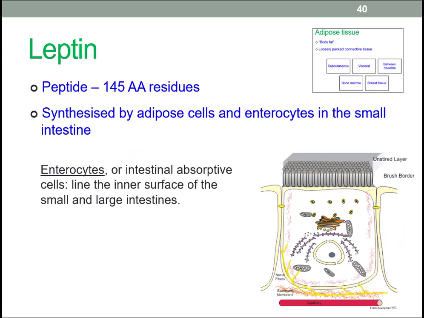So it's quite a big protein, 145 amino acid residues. It's released, as I mentioned, by adipose cells and also enterocytes in the small intestine. That is to say, cells that line the small intestines are also heavily involved in absorption. In the intestine, leptin is involved not just in higher level control of appetite, but also in the control of absorption of macronutrients.